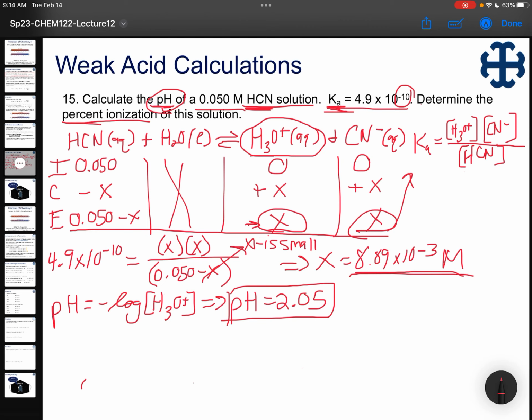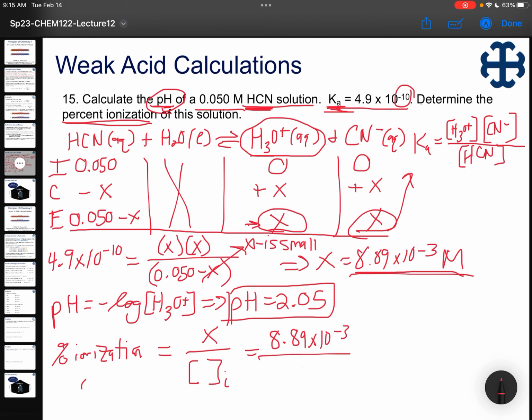Then finally, I ask you to also determine the percent ionization here. And so the formula for that is we just need to take x and put it over our initial concentration. And so when we do that, x, of course, is 8.89 times 10 to the negative third. And that is going to be over our initial concentration of 0.050. Because this is a percentage, that means we need to multiply it by 100. And when we do that, I got a total value of 3.6% ionized.